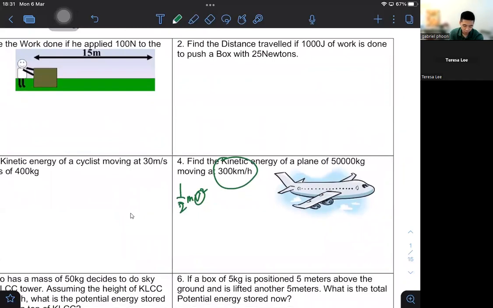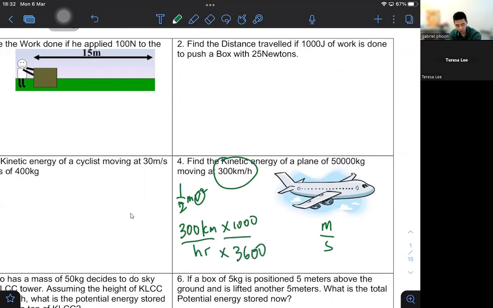So first and foremost, you ask yourself, if I were to make km per hour into a more easy to see format, it's essentially 300 km every hour, right? From here, if my ultimate end goal is meters per second, you ask yourself, 1 km is how many meters, Teresa? 1,000. Yeah, so I need to multiply by 1,000 first, because I want to convert it into meters. Then, what about 1 hour? 1 hour has how many seconds? 3,600. Good, excellent.